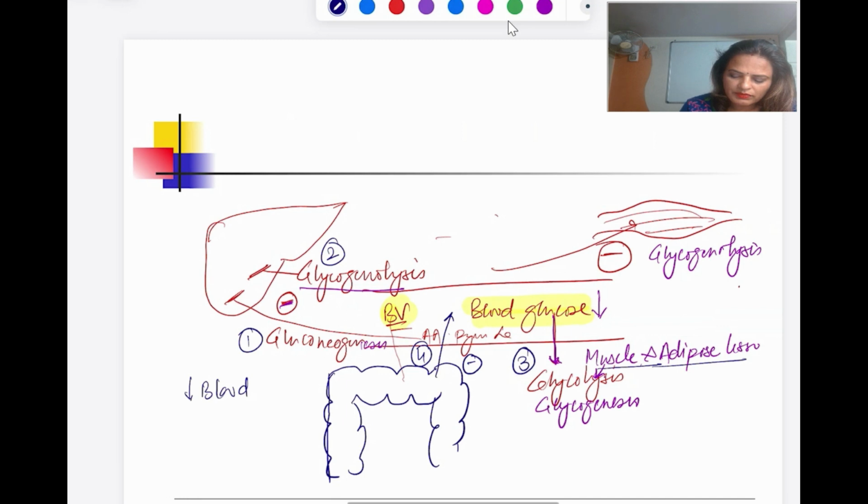Remember one thing here. This drug is not going to cause the release of insulin from the pancreatic beta cell. So it is not an insulin secretagogue.